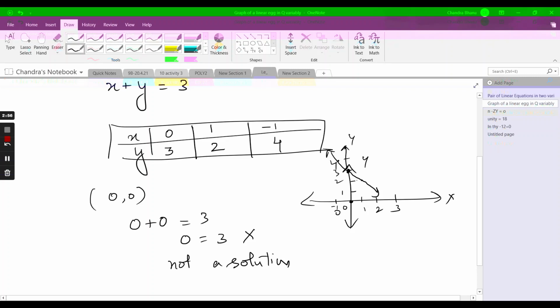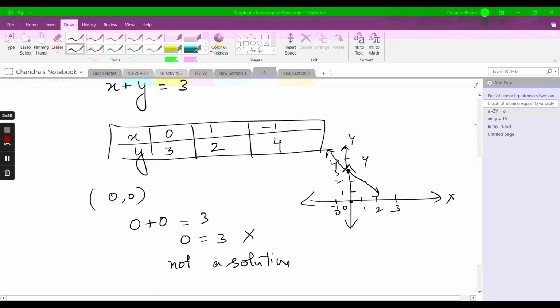So all the points that lie on the line are the solutions of that equation, and any point which is not lying on the line is not a solution of that equation. So in this manner we used to plot a linear equation on a graph.